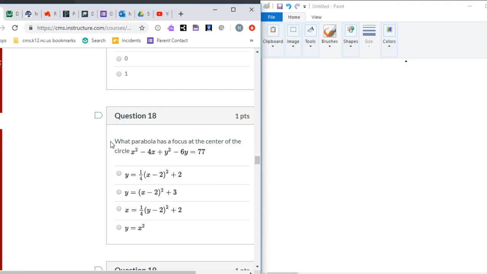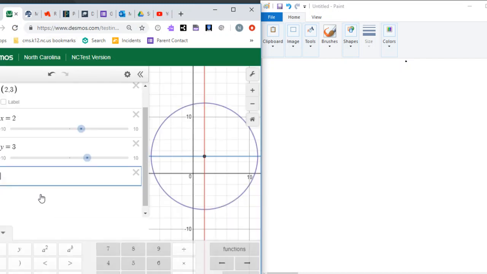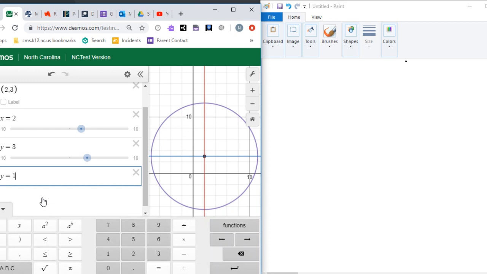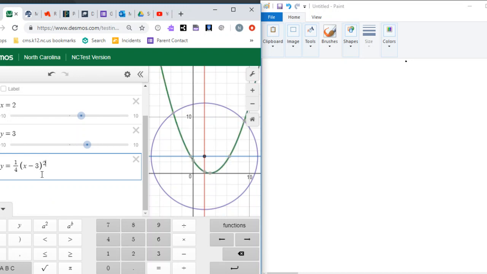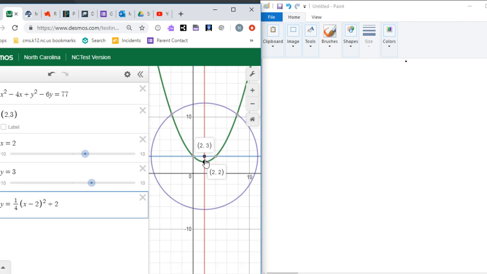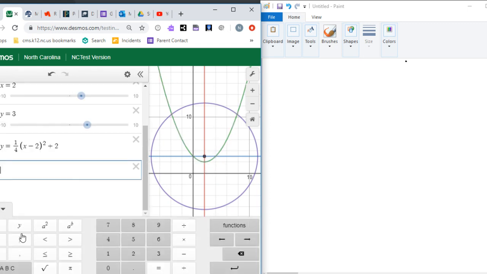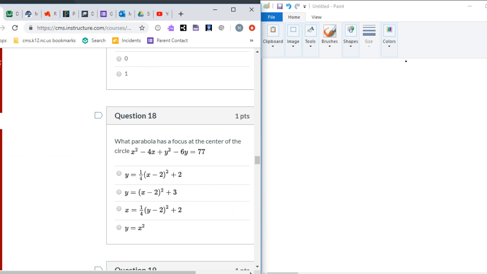Y equals 1/4 (x minus 2) squared plus 2. This is the answer because it shows the focus, the center of the circle, being in the correct position for the focus. I'll show you why this isn't the case for other answer choices.